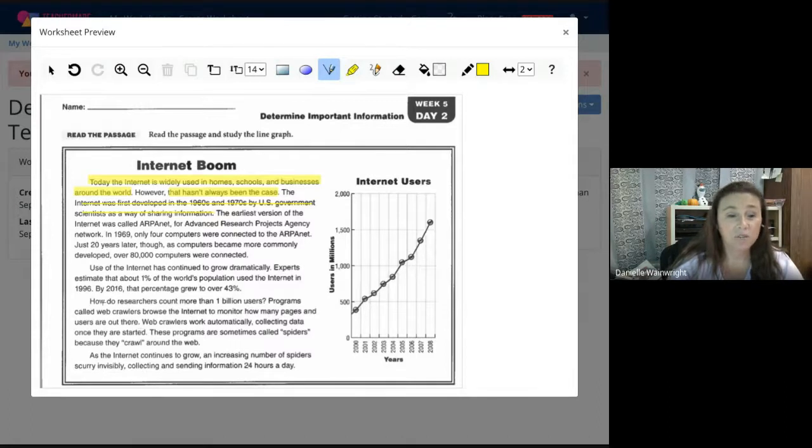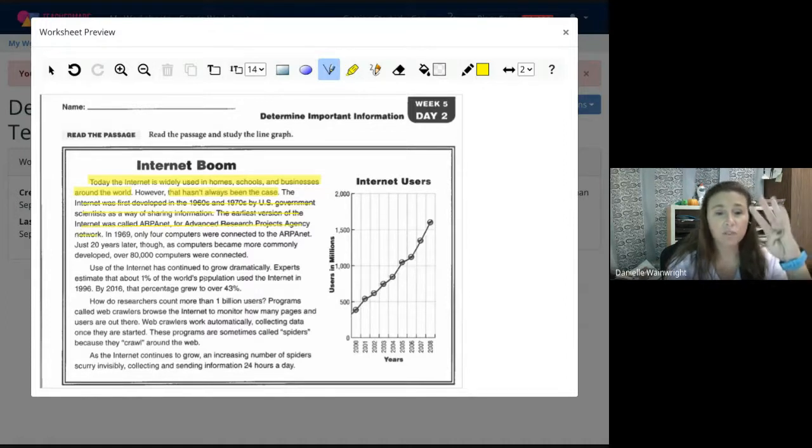The earliest version of the internet was called ARPANET, the Advanced Research Projects Agency Network. Is that information that you need to know? Is it key to why it grew? Nope. Sure is not.